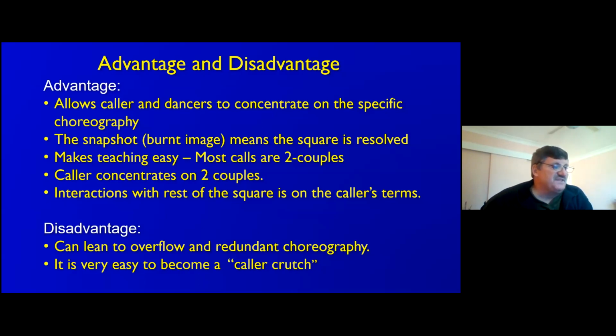There's a thing called the snapshot. Some people call it a burnt image. This aspect of a technique allows a caller to quickly create a path to a get-out resolution in the case of difficulty. So, for example, if I call head square thru and I put the sides on the outside, I can call whatever I want if I keep those 4 dancers together. As soon as I put those sides back on the outside, that square is resolved to an Allemande left.